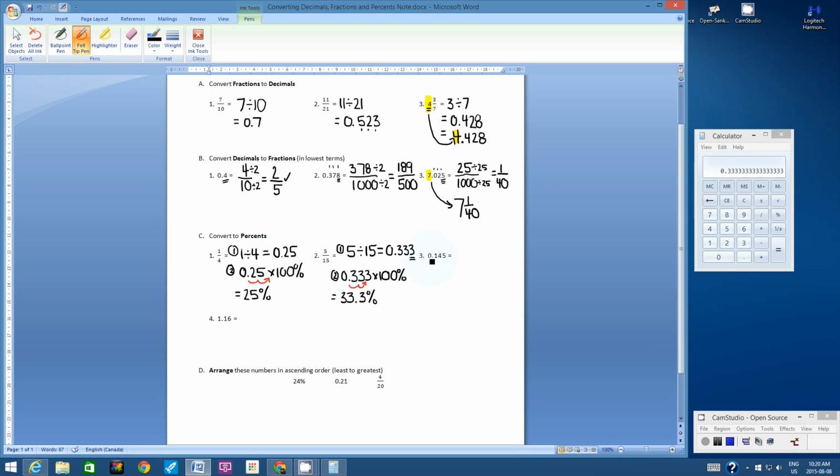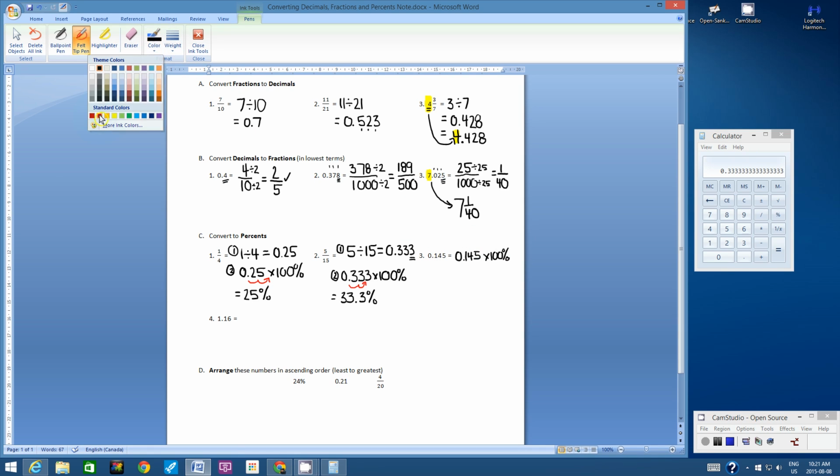All right, let's go on to number 3. What do you notice that's different about question 3? Well, the question is already given to us as a decimal. So we don't need to do step 1 where we convert the fraction to a decimal. We only need to do step 2. So that's pretty easy. So let's write out step 2, 0.145 times 100%.